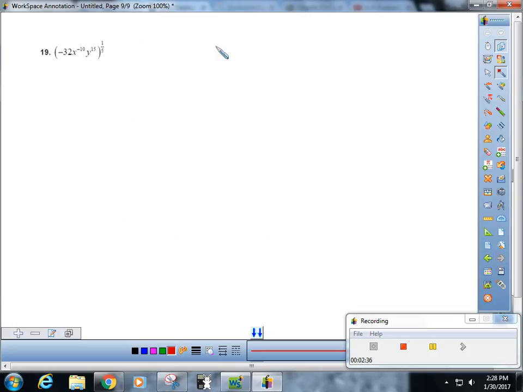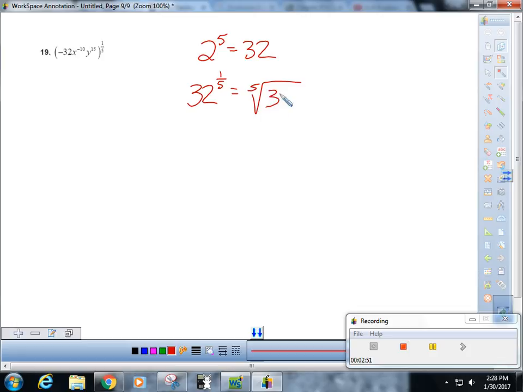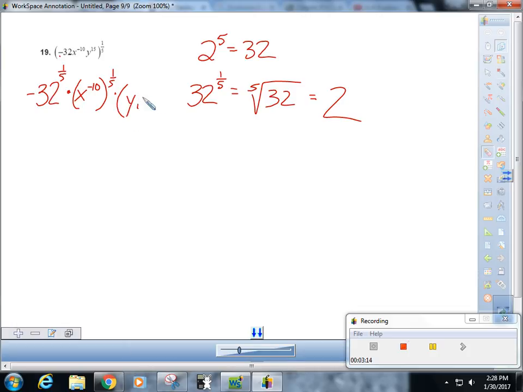Okay, well remember that 2 to the 5th power is 32, and therefore 32 to the 1/5 power is the same thing as the 5th root of 32, and that is 2. So, since it's an odd root, we can have a negative underneath here, and you end up getting negative 32 to the 1/5 times x to the negative 10th to the 1/5 times y to the 15th to the 1/5. Okay, well, you can see that this is going to be a negative 2.